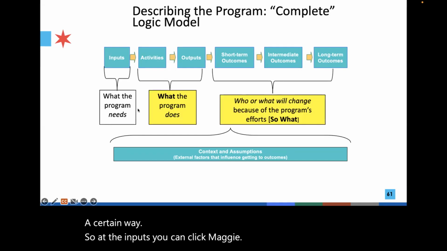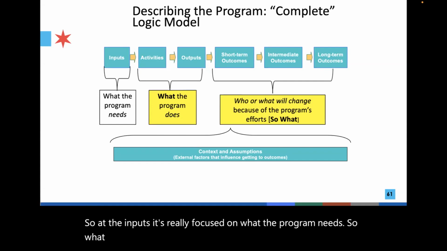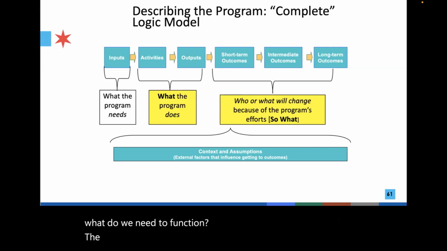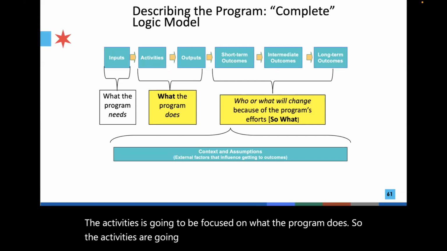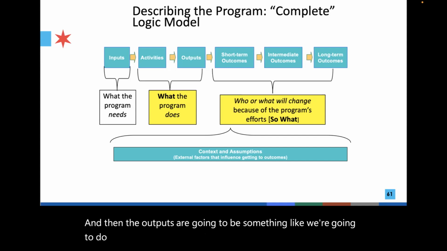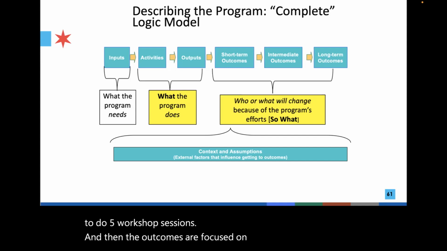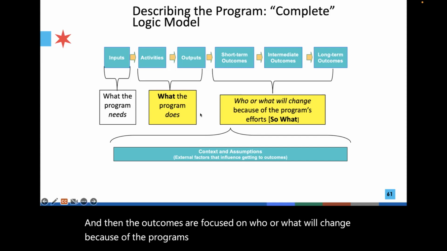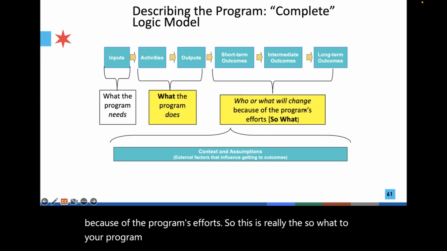Okay, so with the inputs, it's really focused on what the program needs. So what do we need to function? The activities is going to be focused on what the program does. So the activities are going to be like staff members are going to spend time to create workshops. And then the outputs are going to be something like, we're going to do 5 workshop sessions. And then the outcomes are focused on who or what will change because of the program's efforts. So this is really the so what to your program or the work of your organization.